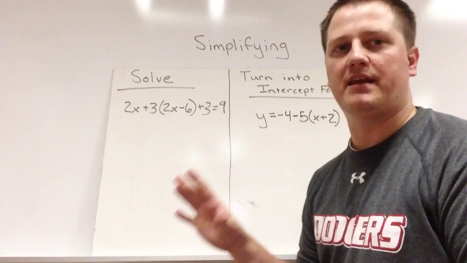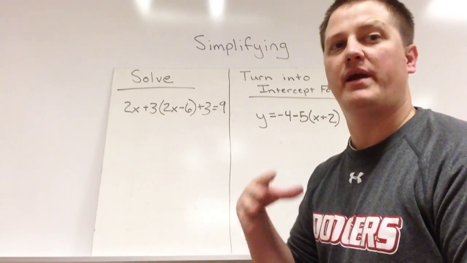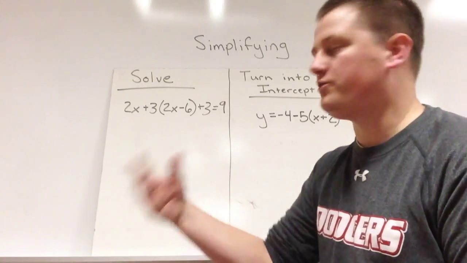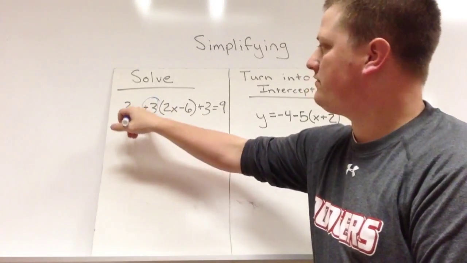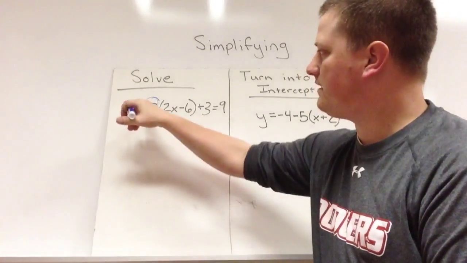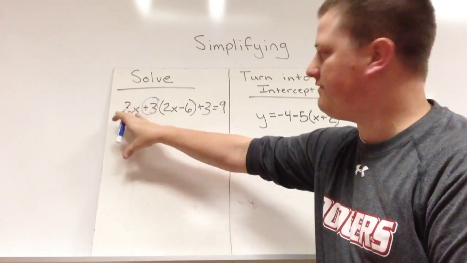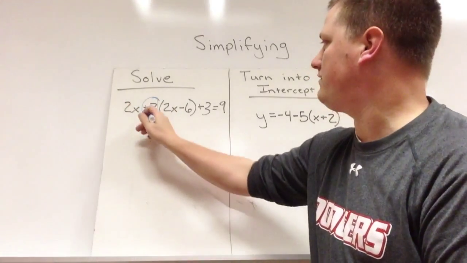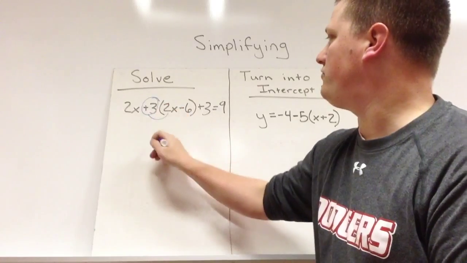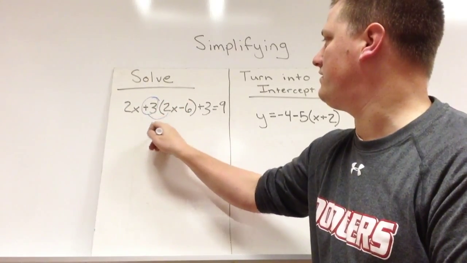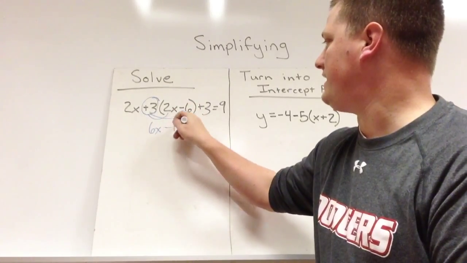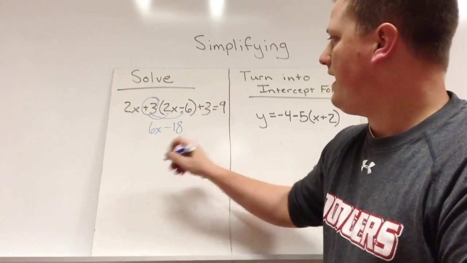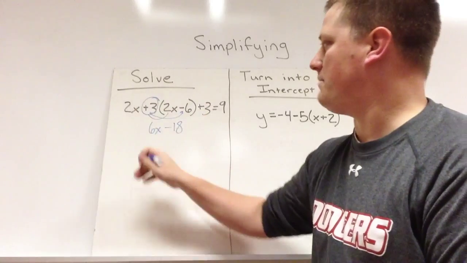Now, distributing is a type of multiplication, so we have to do it before we combine like terms. So here we want to distribute this positive 3. It's important that you look at the sign in front, because if it's positive, that tells us one thing. If it's negative, that's going to change some things. So 3 times 2x is 6x. 3 times negative 6 is negative 18. And then the other things just get brought down with it.